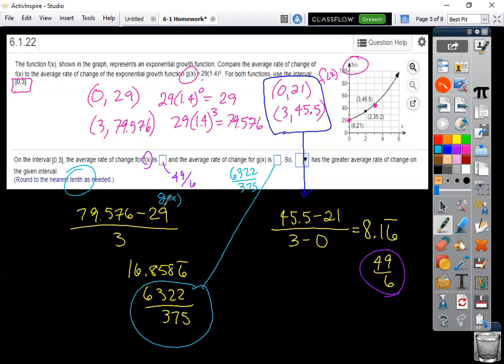And then just looking at the decimals, so this g of x on this side, this was my g of x, right? Yeah, this one came from the graph, which was f of x. All right, so my g of x has a greater average rate of change. And that's what I would have pulled down here and put in there, because of the 16 being greater than the 8.